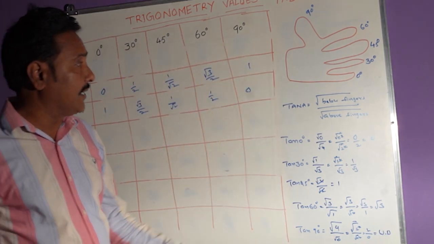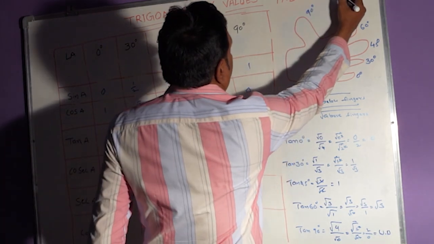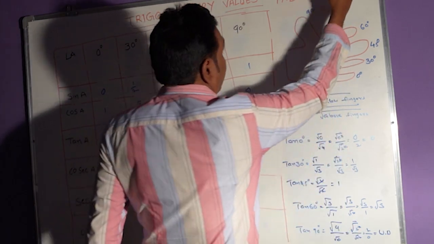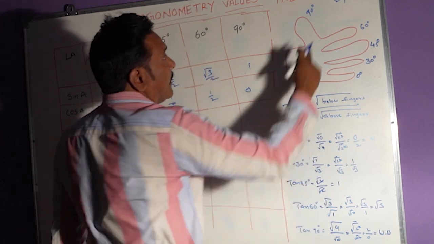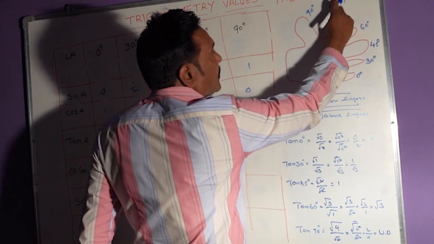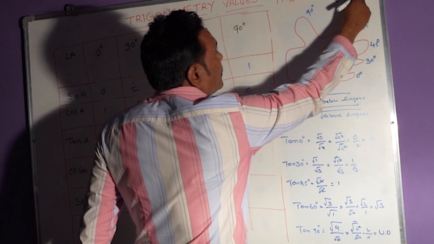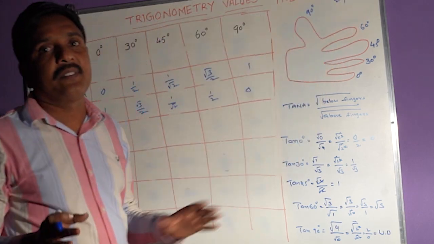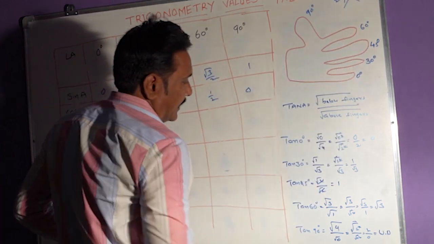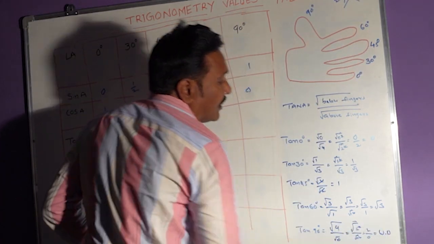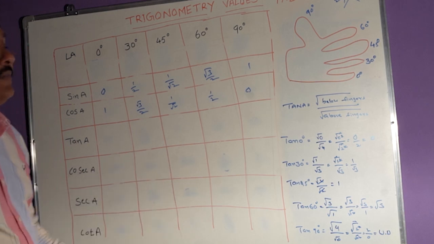That is infinity. Why? Because I will take 0. This is the 2. 2 zeros are 0. 2 ones are 2. 2 twos are 4. That value is not definable. That's why tan 90 degrees is called undefinable or infinity.